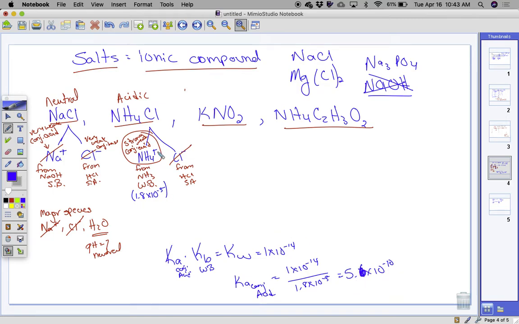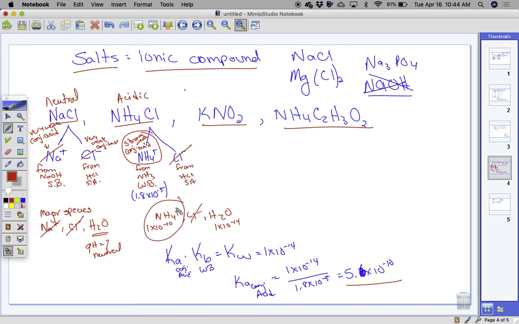All right, so when we look at a solution of NH4Cl, what are the major species in that solution? NH4 plus, Cl minus, and water. The Cl minus we know is not going to dictate the pH. How do we determine which one of these is going to dictate the pH? It's the one with the bigger K. You just found out that the K for this is about 1 times 10 to the negative 10. The K for water is 1 times 10 to the negative 14th. Which one's bigger?